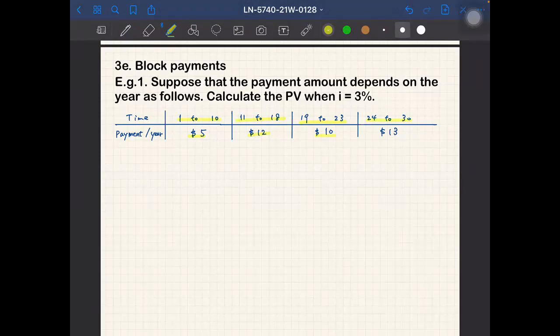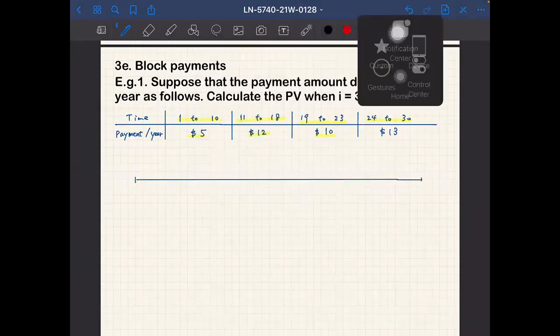So this is an annuity for 30 years, but the payment amount depends on the time point, so it's variable. We want to calculate the present value when i is equal to 3%. Okay, so we start with the time diagram. We have 30 years, so yeah, it's complicated.